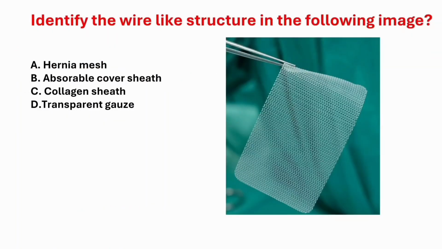Identify the wire-like structure in the following image. A. Hernial mesh, B. Absorbable cover sheath, C. Collagen sheath, D. Transparent gauze. The correct answer is A. Hernial mesh.